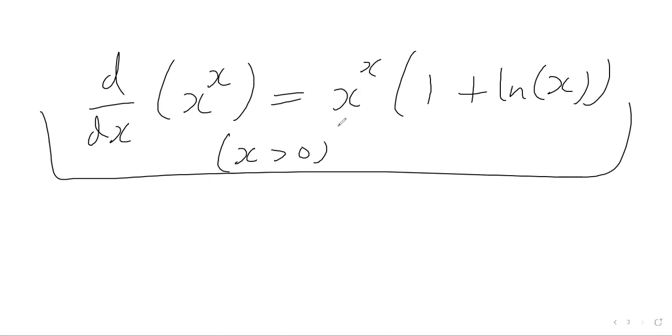And we can see from the result of our derivative, I mean, again, x to the x is only defined for x greater than 0, and the natural logarithm of x is only defined for x greater than 0. So that's why this is our domain of this x to the x function.